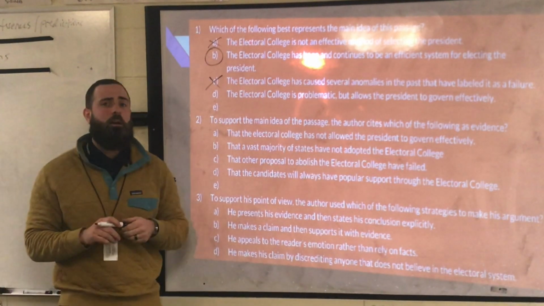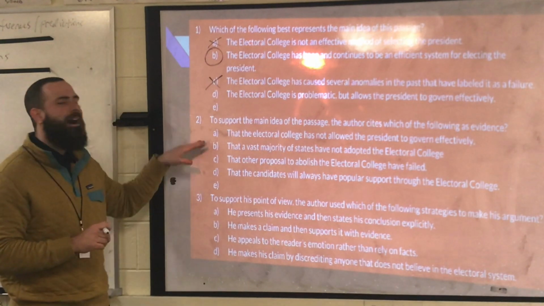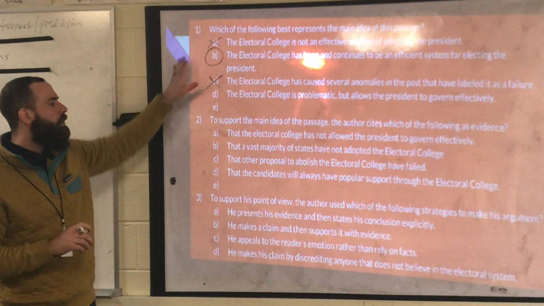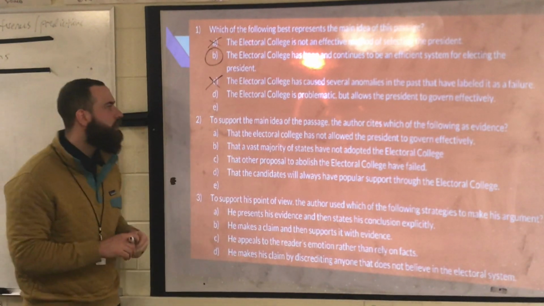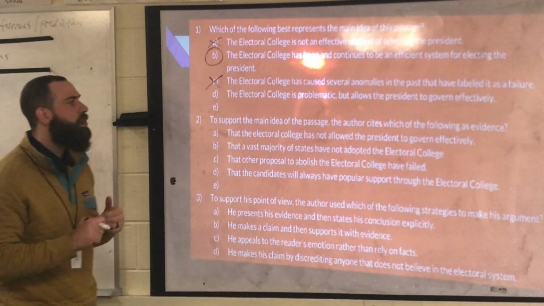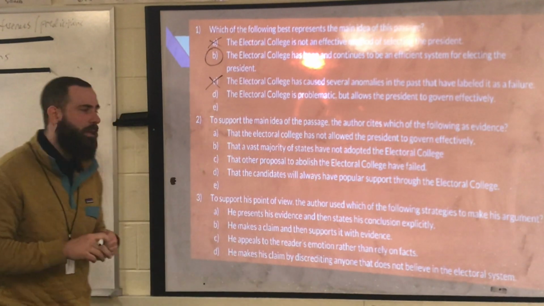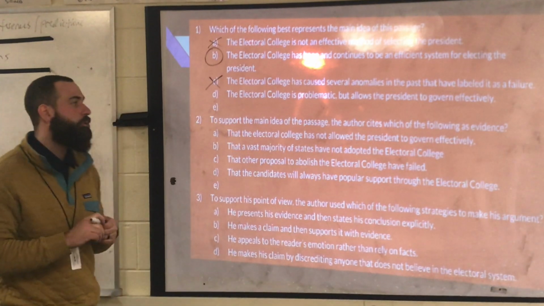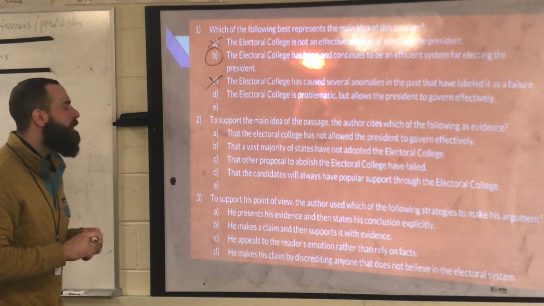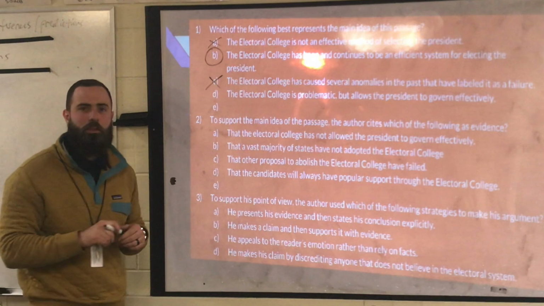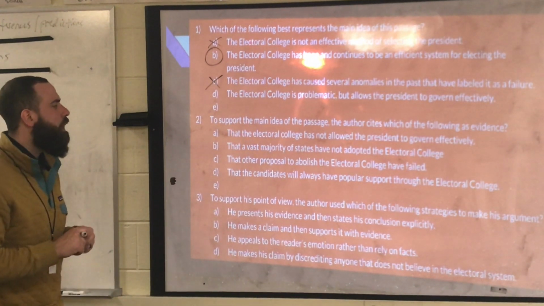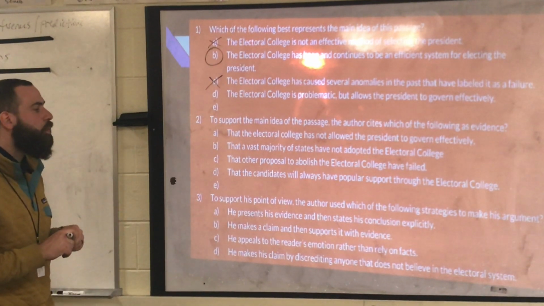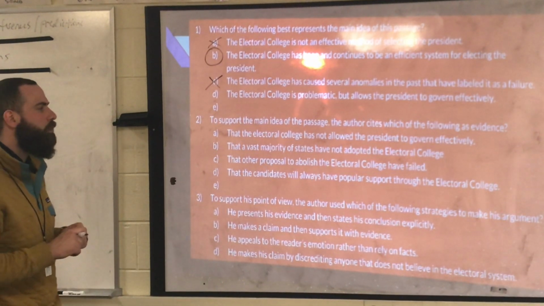Now, we talked about this in our notes earlier on. A lot of times, the second question is going to say, you made a claim up here, now support it with evidence. So to support the main idea of the passage, the author cites which of the following, that evidence piece. A, that the Electoral College has not allowed the president to govern effectively. B, that a vast majority of states have not adopted the Electoral College. C, that other proposals to abolish the Electoral College have failed. And D, that the candidates will always have popular support through the Electoral College.